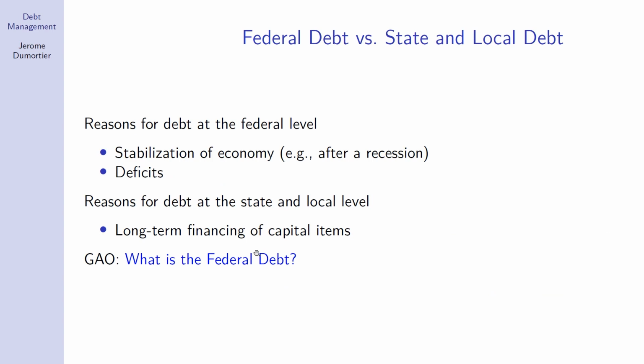Now, there's a difference between the federal debt as well as the state and local debt. The reason that there is debt at the federal level could be not only because of deficits, but there is also the purpose to stabilize the economy. And we have talked about this in the first lecture when we talked about the role of government in the economy. So for example, if you have a recession or if you have a pandemic like COVID-19 and the government is going to spend stimulus money, then one result of spending that money or stabilizing the economy could be the accumulation of debt.